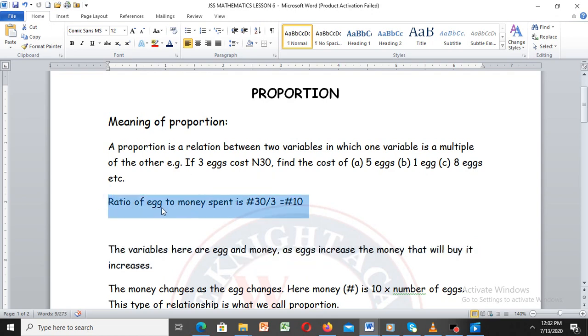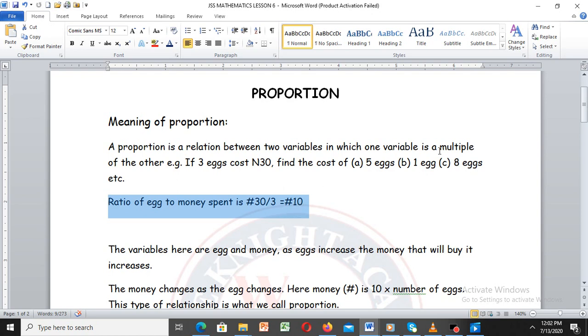So, the ratio of egg to money spent is 3:30. This means that for 1 egg, we spend 10 naira. So, for 3 eggs, we spend 30 naira. That is 3 multiplied by 10.